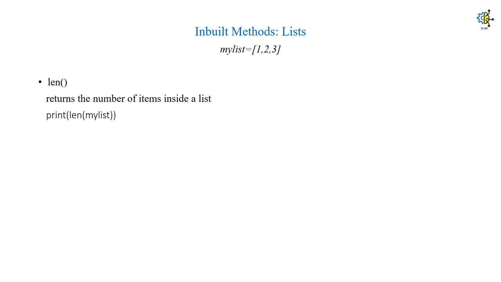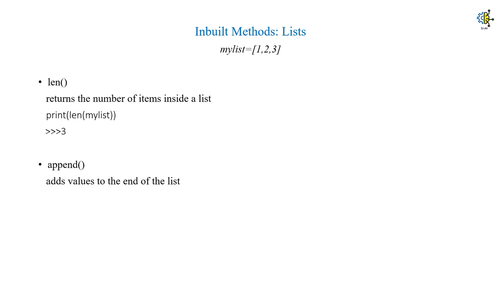Now, just like strings, there are inbuilt methods available with lists as well. Let's take an example list called MyList, which stores the values 1, 2 and 3. The len method returns the number of items inside a list. So, if I print the len of MyList, the output would be 3 because there are 3 values stored in my list.